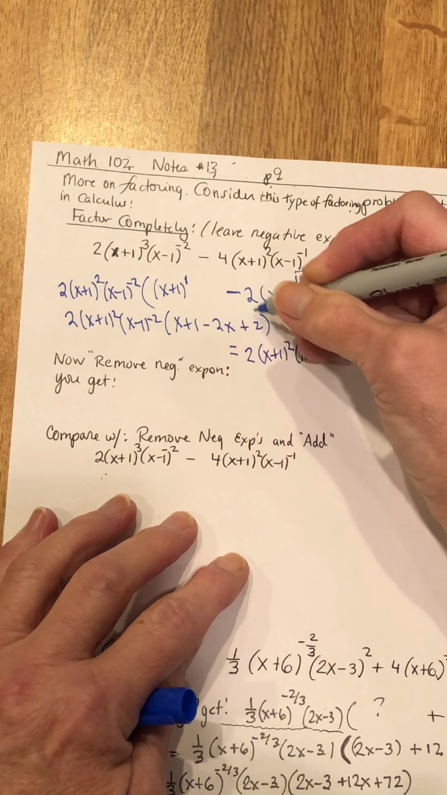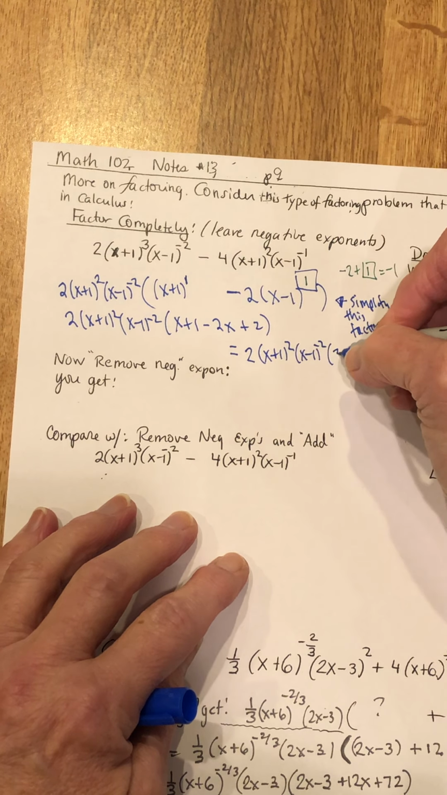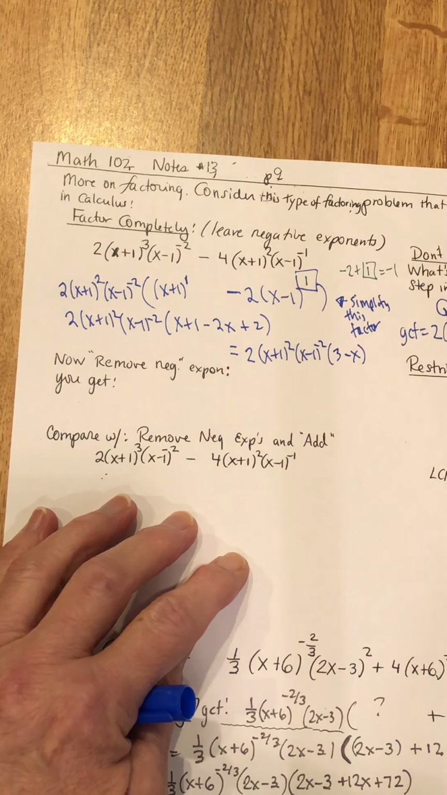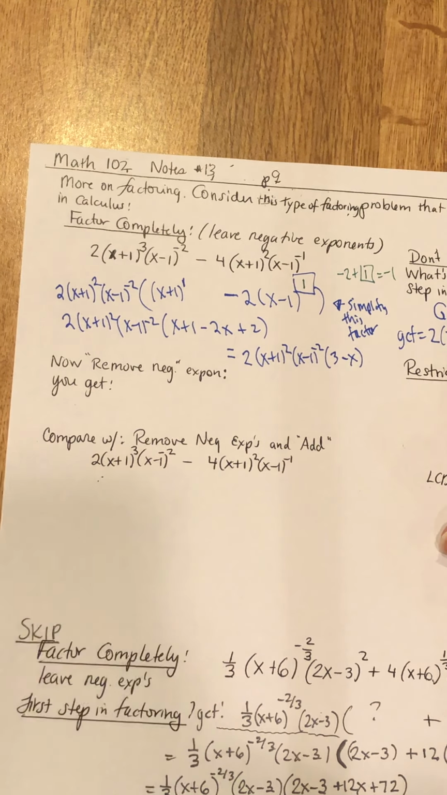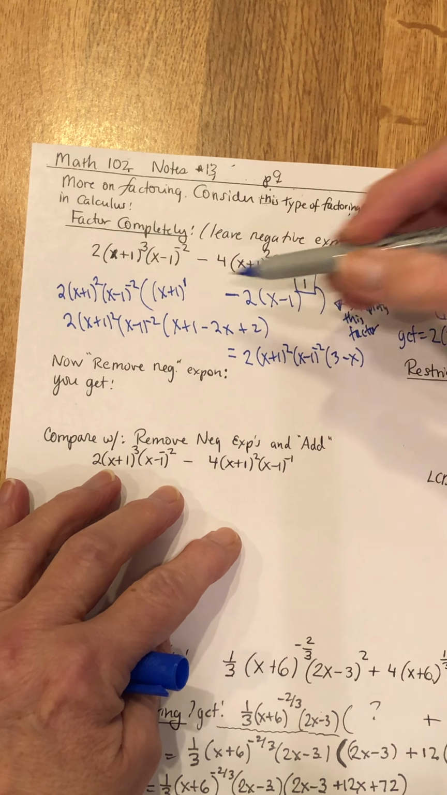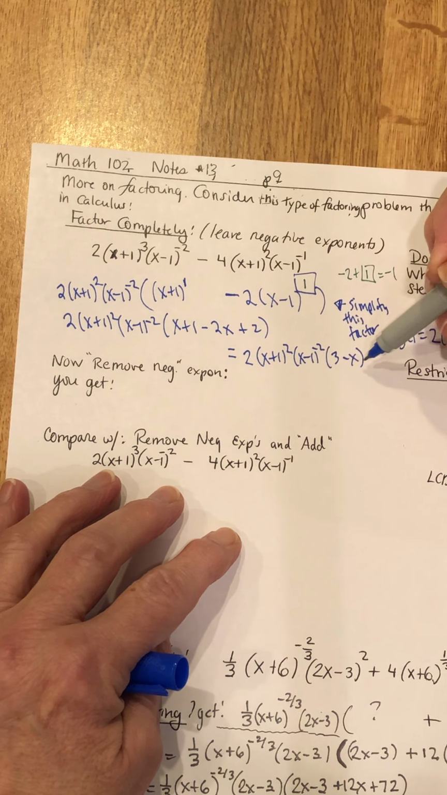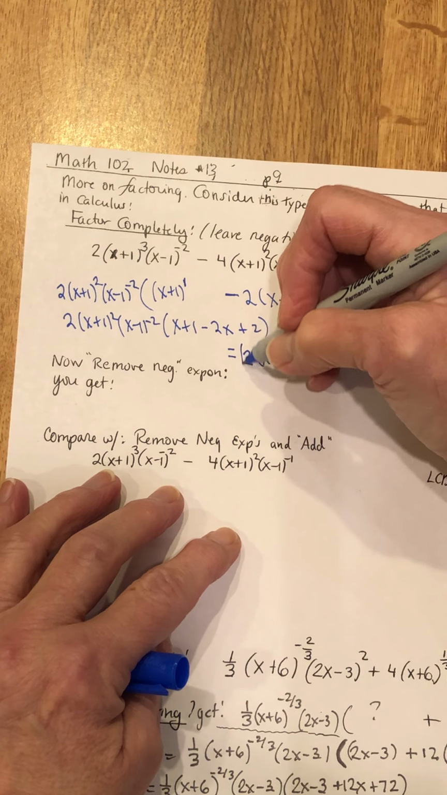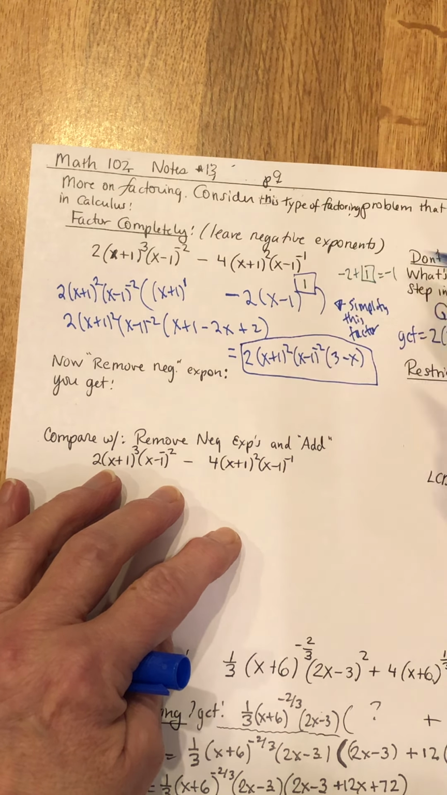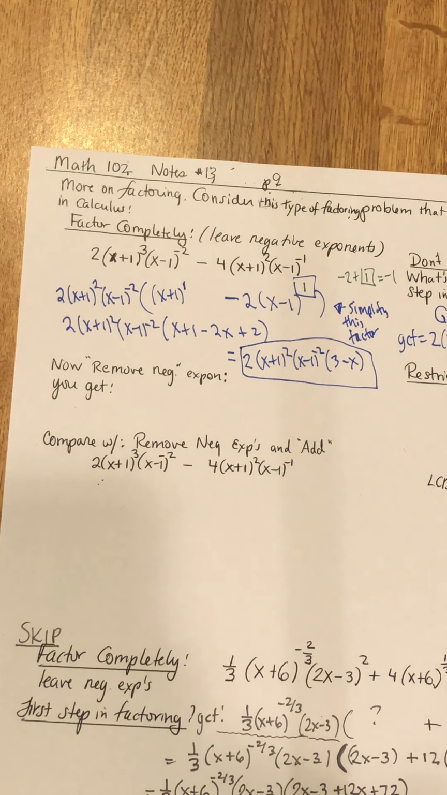This is going to be 3 minus x. I put the x in the back because it was negative. That's very typical, so you don't lose the negative. So 1 plus 2 is 3. 1x minus 2x is minus 1x. And this would be the final answer. Notice it's now all one term, and every factor is prime.